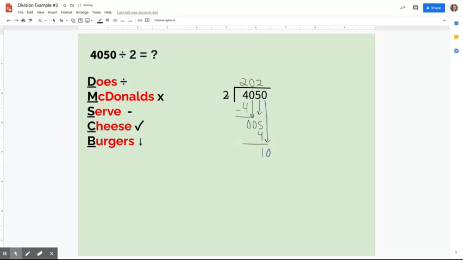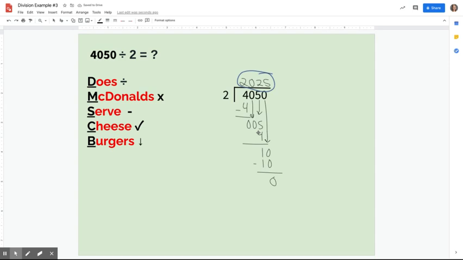10 divided by 2. If I have 10 apples and share them with 2 people, each person is going to get 5 apples. 5 times 2 is 10. Again, I'm just moving through those steps. Division, 10 divided by 2 is 5. Then 5 times 2 is my multiplication. Then I subtract 10 minus 10. I have 0. I have nothing left that I can divide out here. I have no digits left to bring down. So that's all for my math problem. My answer is going to be 2,025.